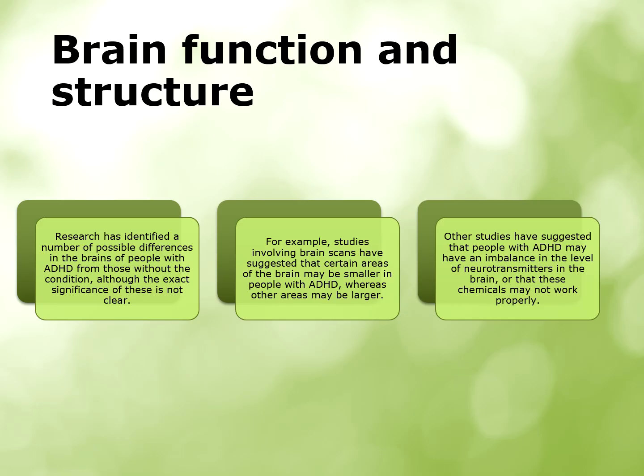Brain function and structure. Research has identified a number of possible differences in the brains of people with ADHD from those without the condition, although the exact significance of these is not clear. For example, studies involving brain scans have suggested that certain areas of the brain may be smaller in people with ADHD, whereas other areas may be larger. Other studies have suggested that people with ADHD may have an imbalance in the level of neurotransmitters in the brain, or that those chemicals may not work properly.